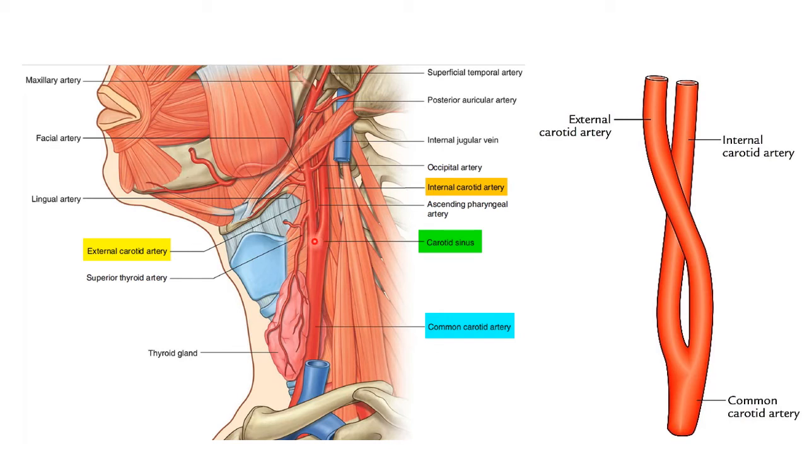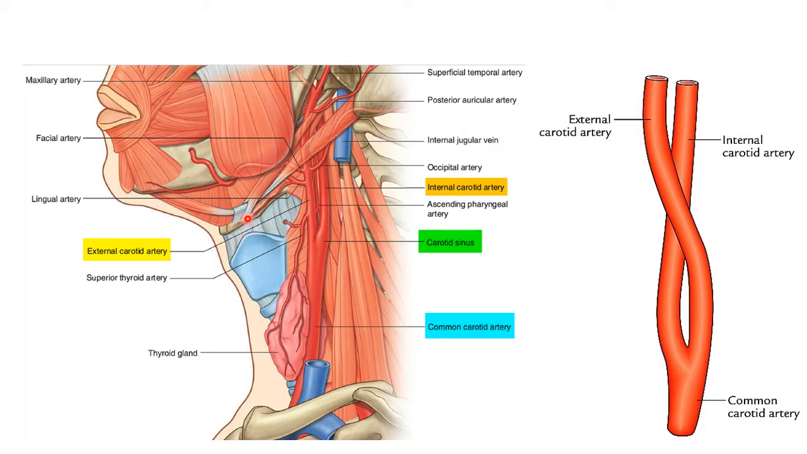At its origin, where its pulsation can be felt, the artery lies within the carotid triangle. The external carotid artery has a slightly curved course. In its lower part, it is anteromedial to the internal carotid artery, and in its upper part, it is anterolateral to the internal carotid artery.